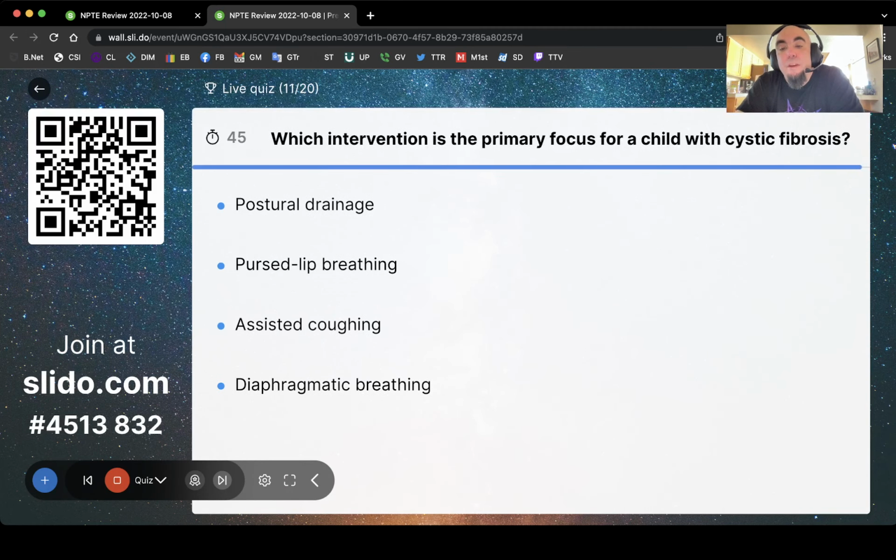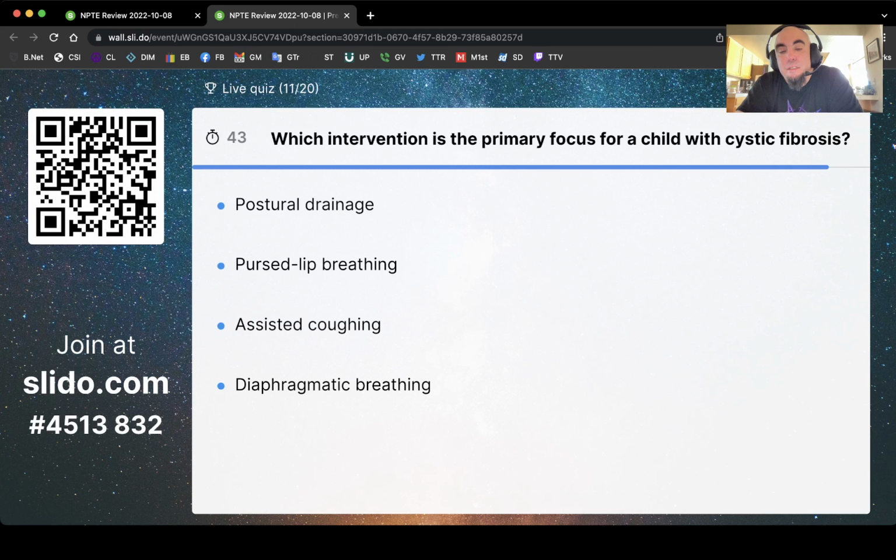What intervention is the primary focus for a child with cystic fibrosis? We have postural drainage, pursed lip breathing, assisted coughing, or diaphragmatic breathing.